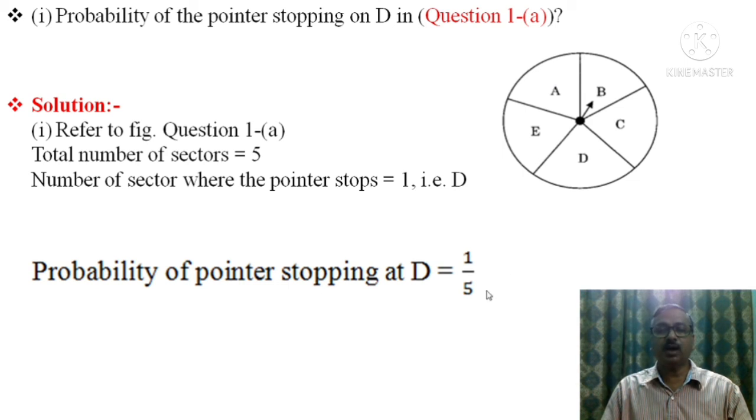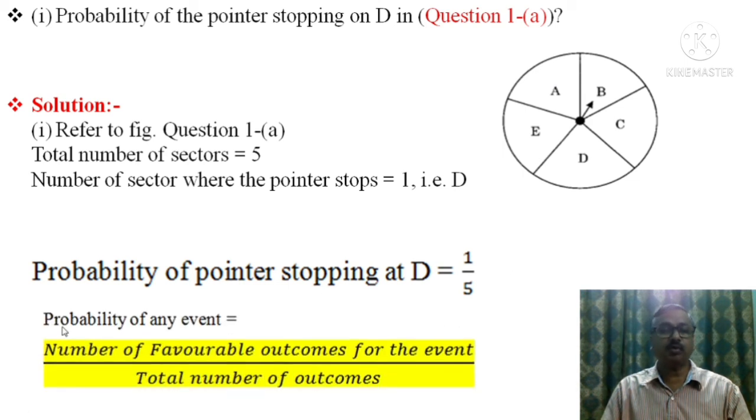So that's why 1 by 5, and this is the definition of probability of any event: the number of favorable outcomes for that event divided by the total number of outcomes. In this way we can find the probability of any event. The number of favorable outcomes for D is only 1 and the total is 5, so 1 by 5. This is our probability of the event of the pointer stopping at D.